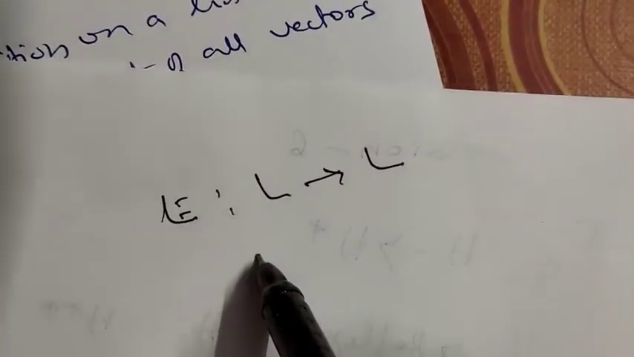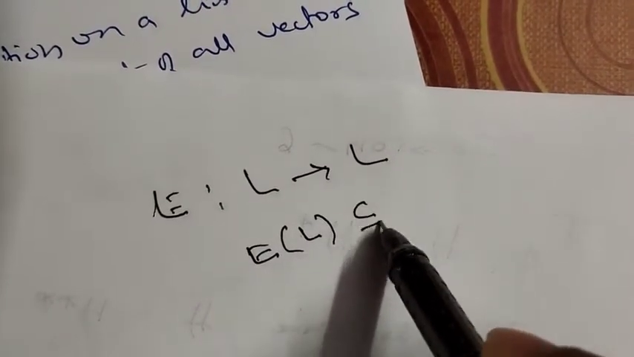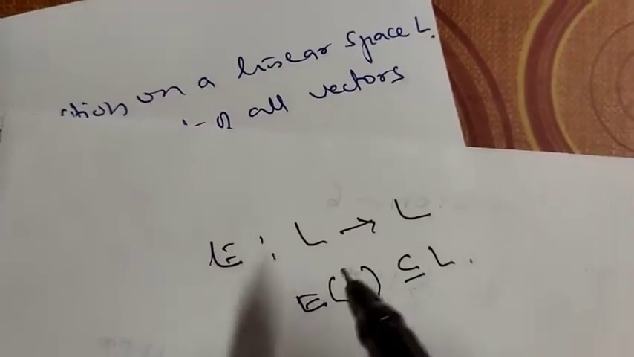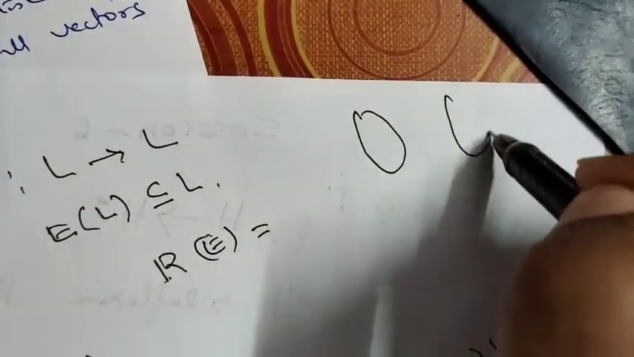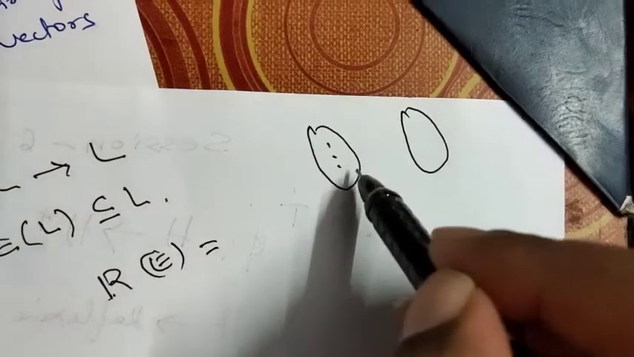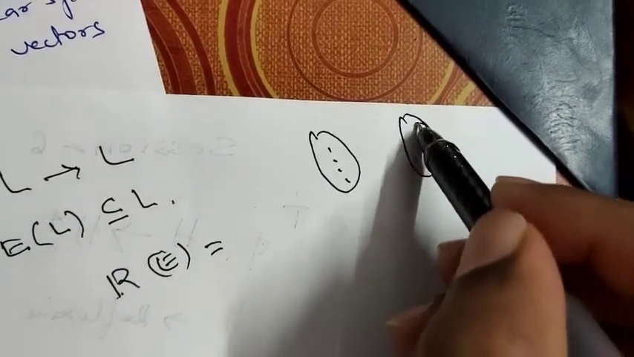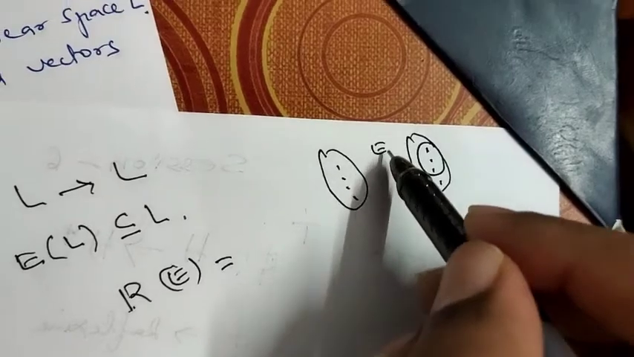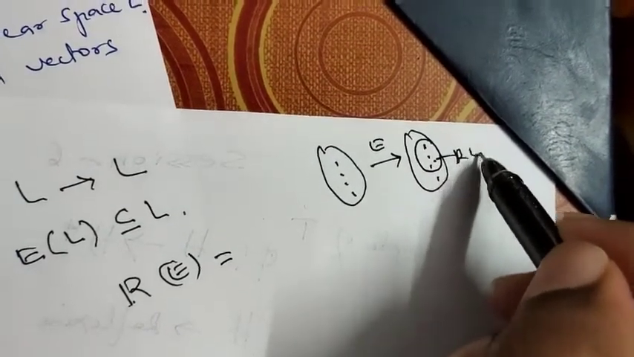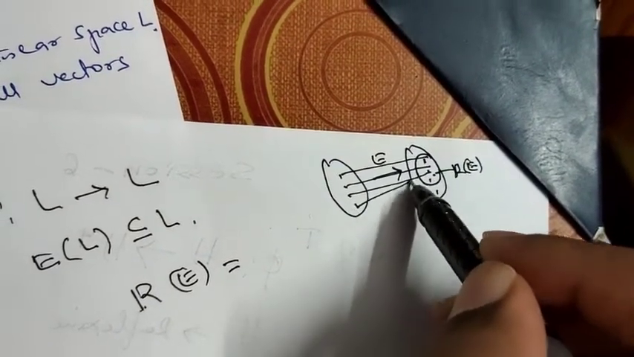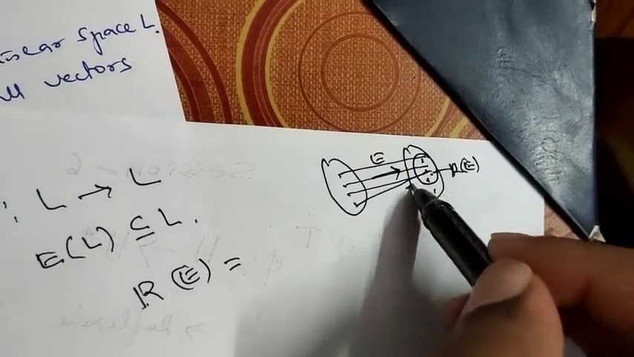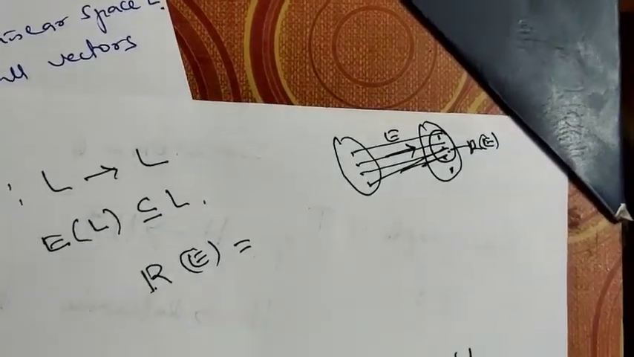So if E is a mapping from L to L, where does E of L lie? E of L will be a subset of L itself. Range of E means what? Say this is the domain, this is the codomain. Say these are the vectors here, and they map to here. So this is the range of E, and we are left with the other elements, that is the codomain.